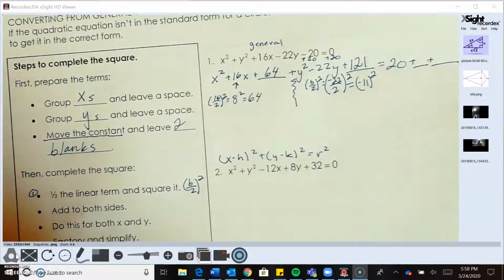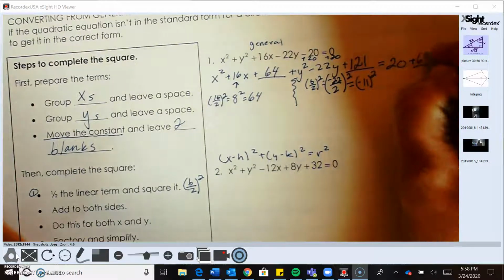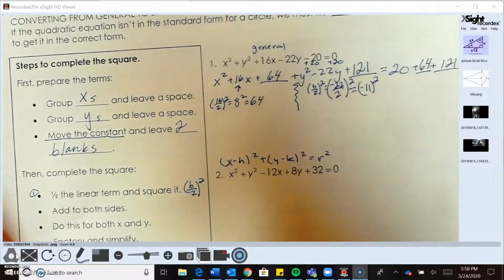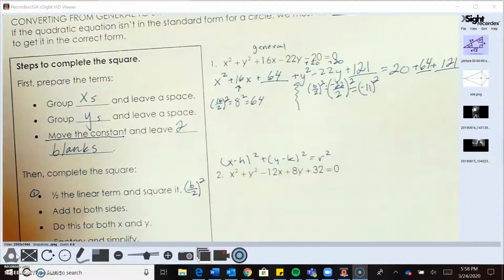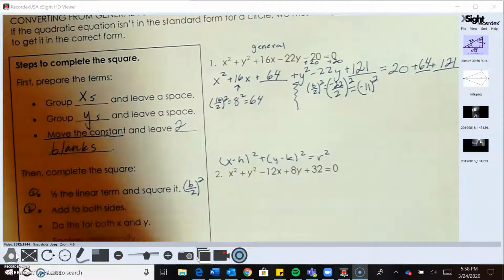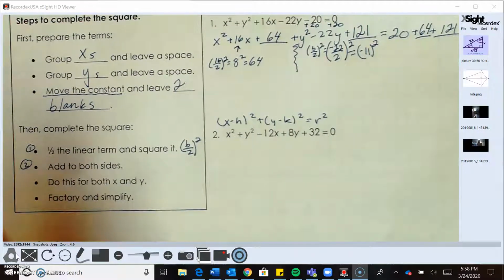Okay? So once we figure out these blanks, we need to remember to put the same number in the blanks on the right. Keep the equation balanced. You can't just add something in unless you add it to the other side as well. Okay? So that's step 1. Half the linear term, square it, and add it to both sides. Check. Do it for both the x and the y. Check.